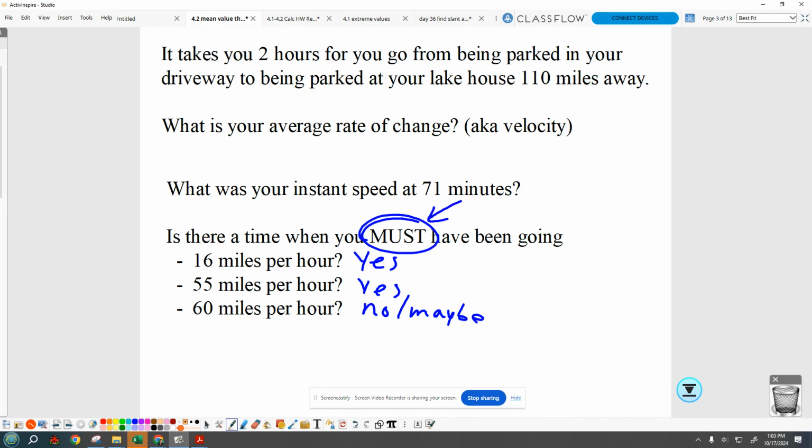Okay, so the question says, is there a time when you absolutely had to have been doing 16 miles an hour? Absolutely yes. To go from 0 miles an hour to 55 on average, you had to cross through every mile an hour between here and there. Did you have to be doing the average at some point? Yes. Now what's the right answer here? 60 miles an hour. Is it no or is it maybe? No, because it says, did you have to be? You might have been doing 59 and a half, skirting along the whole time to make the average come out to 55, but you didn't necessarily have to do 60. Okay?